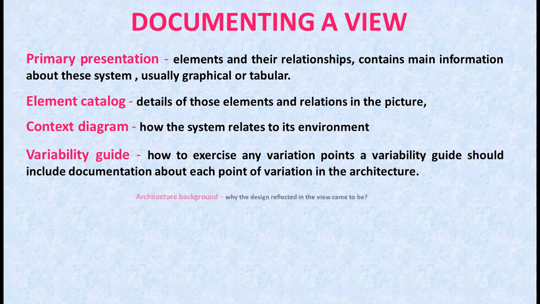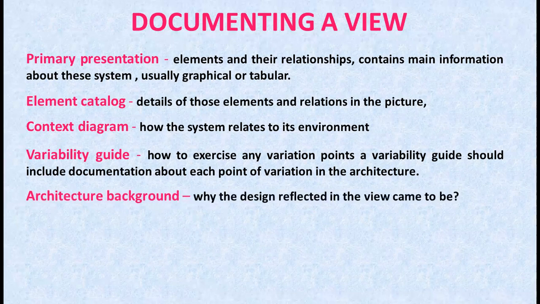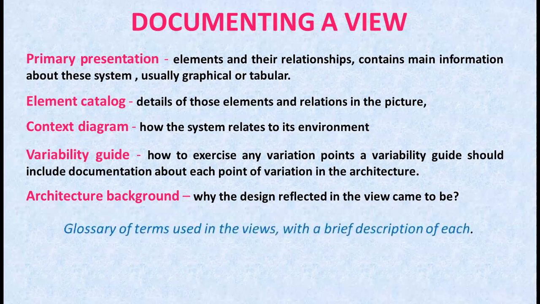The next is architectural background: why the design reflects the view that came to be. The architectural background includes a rationale explaining why the decisions reflected in the view were made and why the alternatives were rejected, and analysis results which justify the design or explain what would have to change in the face of modification, and assumptions reflected in the design. Next, a glossary of terms used in the views, with a brief description of each.